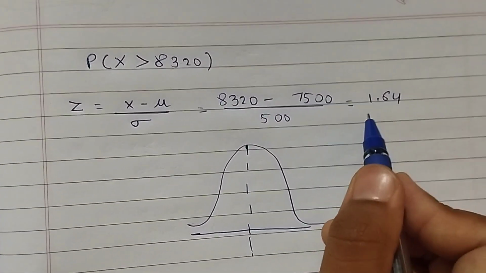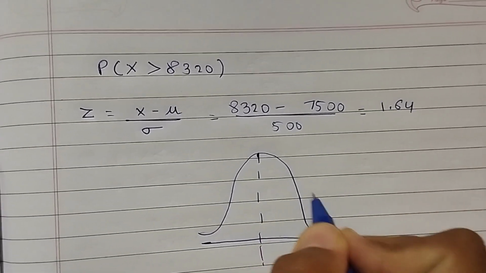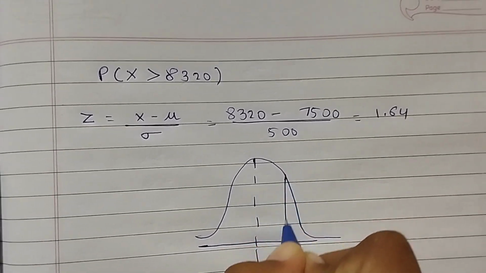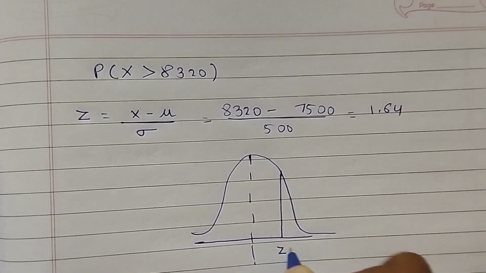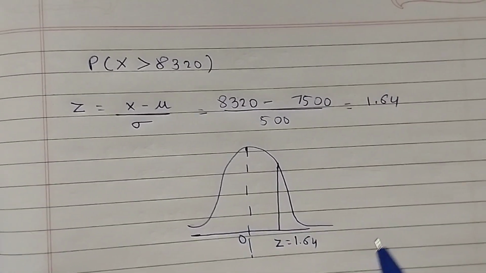Now we draw the line for the z, and this is the positive, so we draw it at the right side. This is the value of z. So z is equal to 1.64. This starts from the 0.